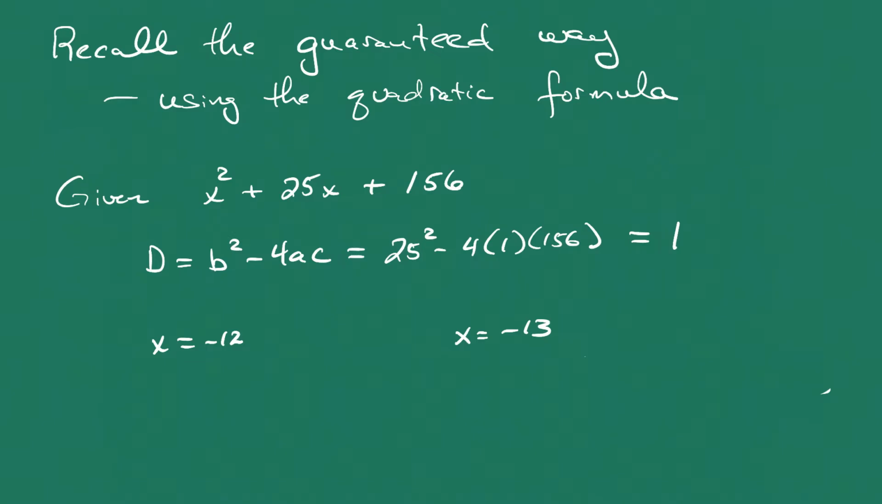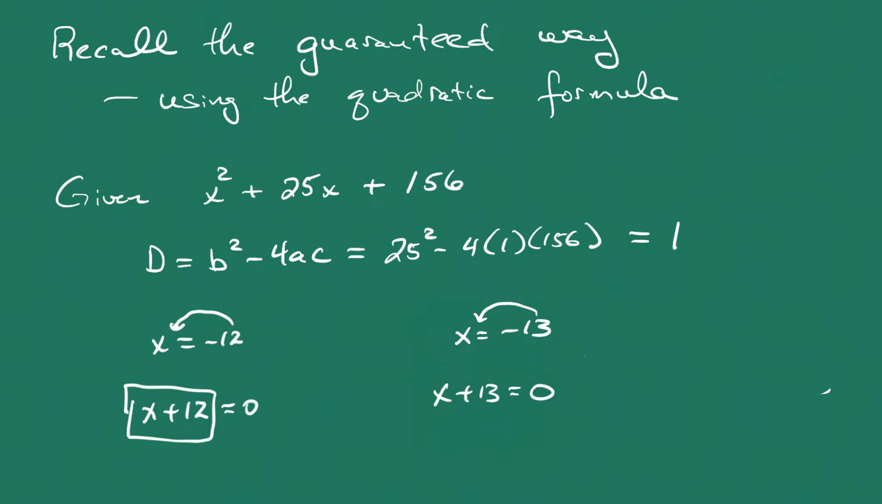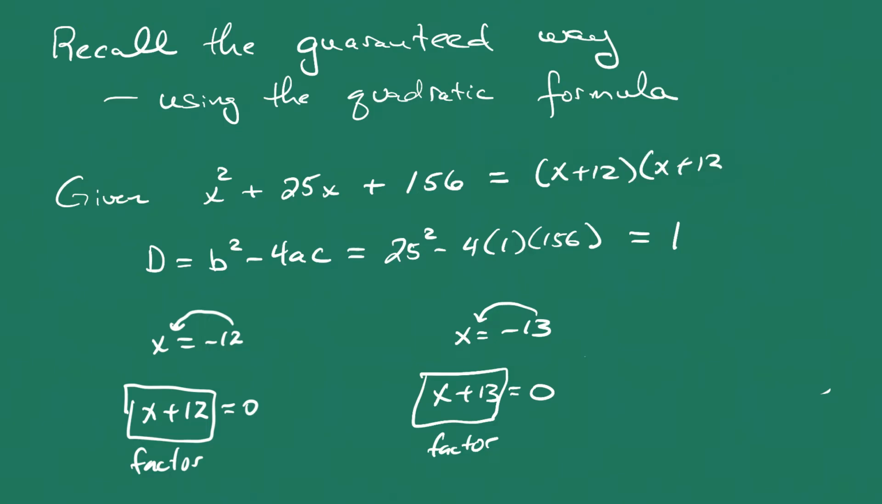Then, once we have our roots of x is equal to negative 12 and x is equal to negative 13, to get our factor, we just move the root to the other side of the equal sign, so that we have x plus 12 equal to 0, and so x plus 12 is our factor. Then we have x plus 13 is equal to 0, and x plus 13 is our factor. And so we know this quadratic will factor as x plus 12 times x plus 13.